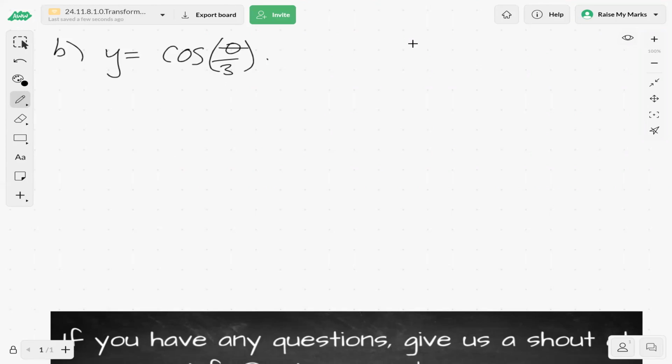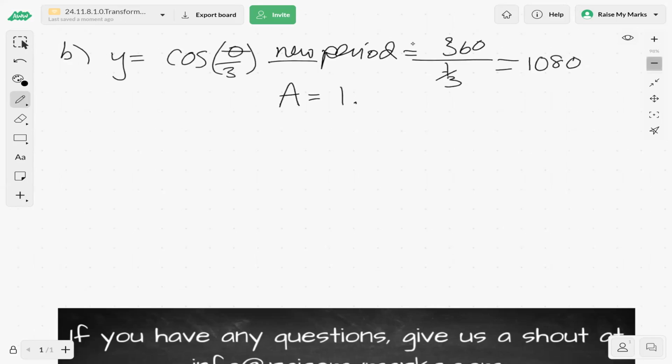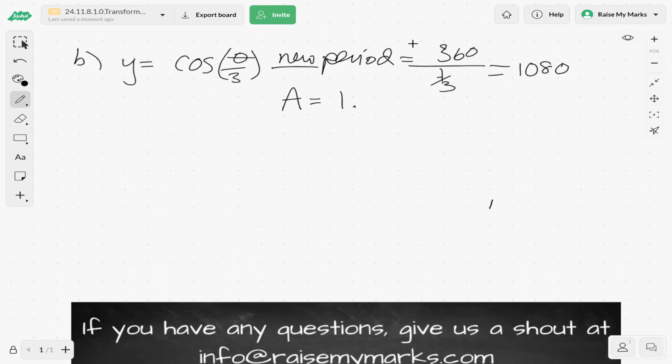So this is going to affect our period. Our new period is old period divided by the stretch factor, which is 1/3. So 360 divided by 1 over 3 is 1080. The amplitude remains the same. Nothing else changes. Okay, so now let's start our graph.